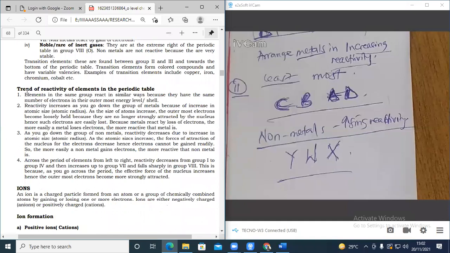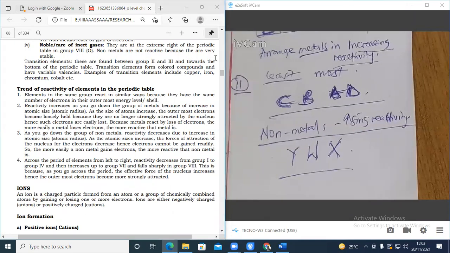So, the trend of reactivity of elements in the periodic table. Elements in the same group react in a similar way because they have the same number of electrons on the outermost shell. Somebody talked about it, that their reactivity is the same. So elements in the same group react the same way.